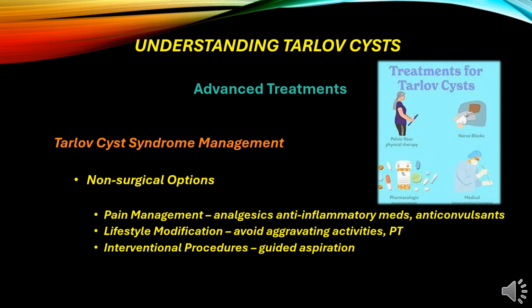As I had mentioned, while asymptomatic cysts typically require no intervention, the symptomatic Tarlov cyst syndrome may necessitate specialized management. For example, some non-surgical options may include pain management. That would include medications such as analgesics, anti-inflammatory drugs, or anticonvulsants for the nerve pain, lifestyle modifications, avoiding activities that aggravate the symptoms alongside physical therapy, and potentially interventional procedures such as a CT-guided aspiration to reduce the cyst volume, and that's often paired with fibrin glue injection to seal the cyst closed.